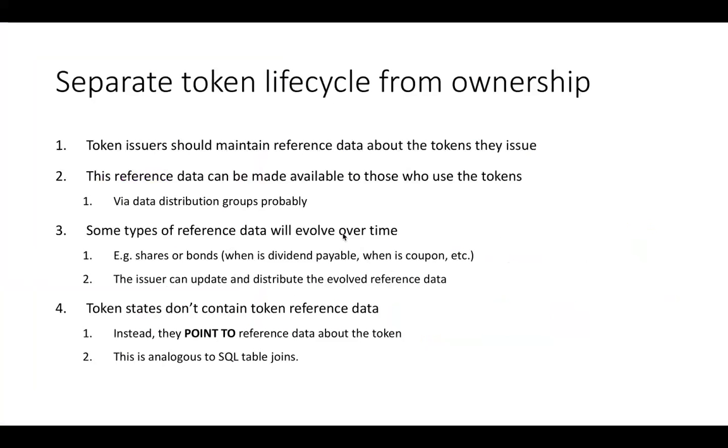So imagine you're a bond issuer and you issue a bunch of bonds and they're owned by parties on the network. Well, I would hope it's the responsibility of the issuer to create and syndicate reference data about those bonds. So how would that happen? How would that work? Well, the issuer would probably create what we call a data distribution group, which is a decentralized way to syndicate data around a Corda network. So you essentially create a graph-like structure to which you propagate updates to states, and then those can be recorded by all the parties that subscribe to that group.